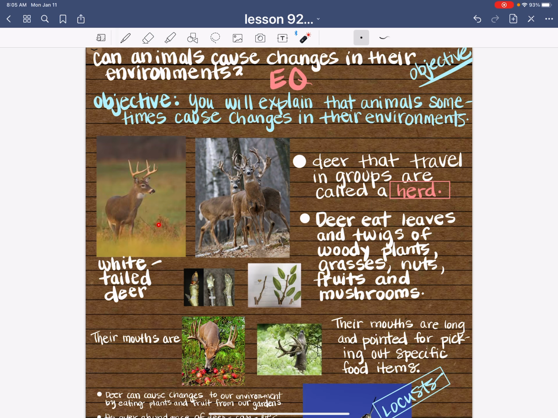This is a white-tailed deer. We have white-tailed deer in the state of Alabama and all across North Alabama. They're so pretty, aren't they? Look at that big spread there. All right, and so here we have a small group of deer. Deer that travel in groups are called a herd. So this will be a small herd.